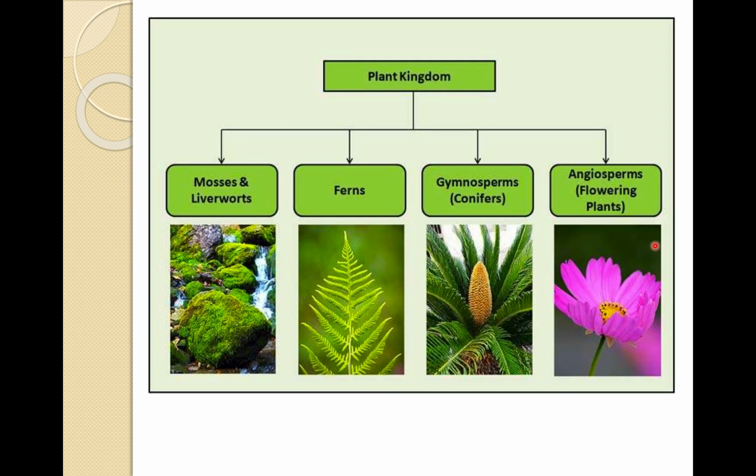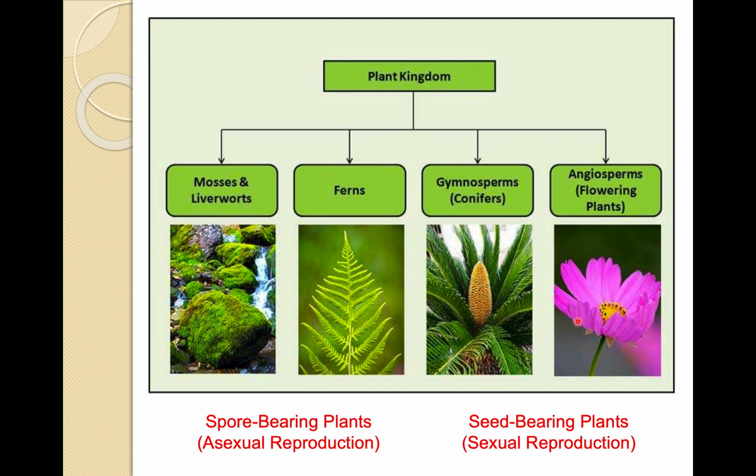So the plant kingdom consists of mosses and liverworts, ferns, gymnosperms, also known as conifers, and angiosperms, which are flowering plants. Mosses, liverworts, and ferns are actually spore-bearing plants, and they reproduce asexually. But gymnosperms and angiosperms, as you can see in this picture, produce seeds. So they reproduce by sexual reproduction. There's actually sperm and eggs that combine together, and their little babies are enclosed within seeds.